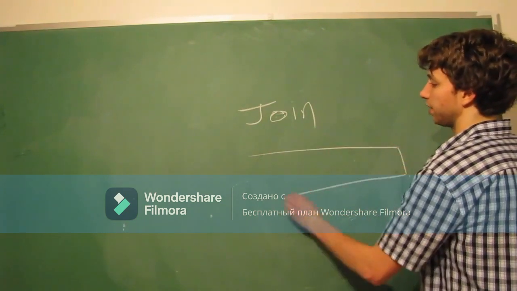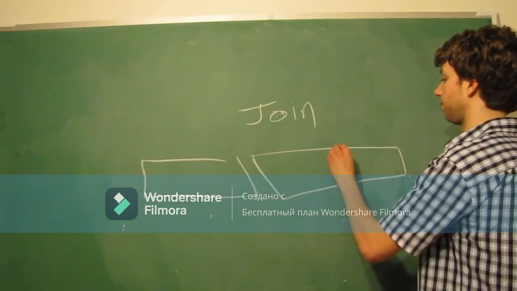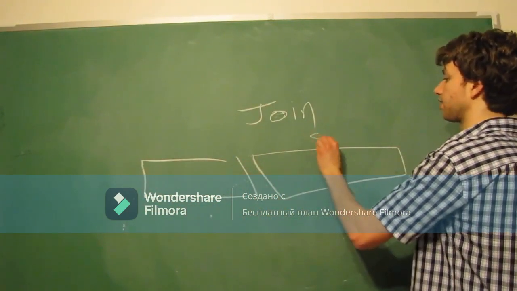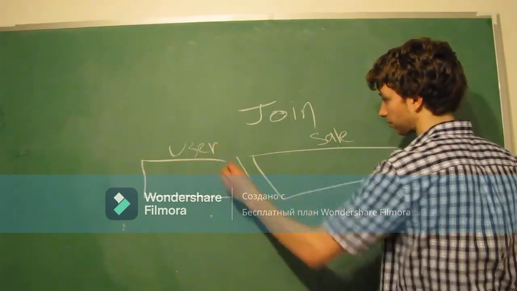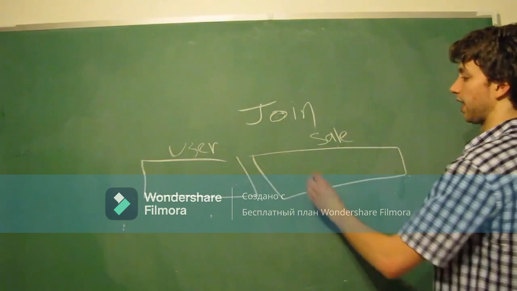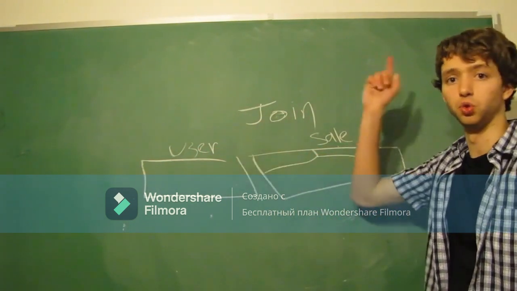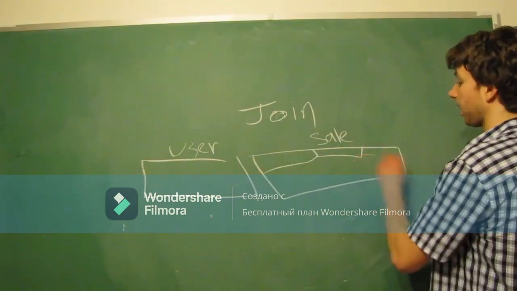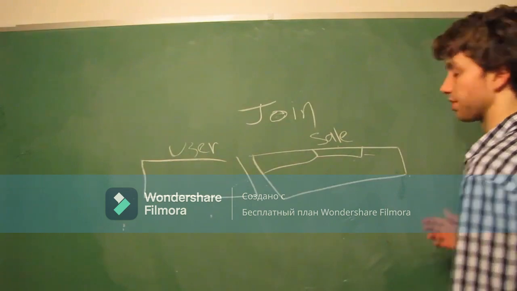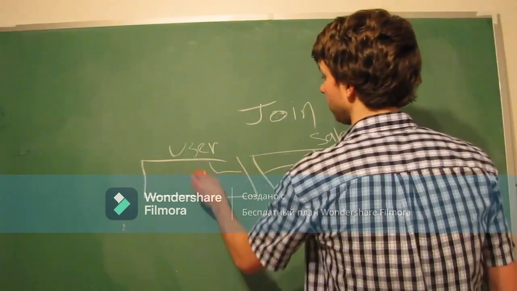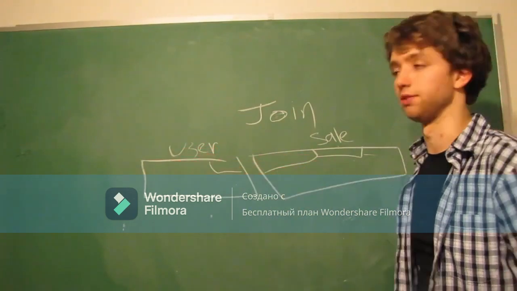So if we have a table here, and then we have a table here, let's just say this is a sale table, and this is a user table. Within the sale table, we have a sale ID, we have a user ID, the person who bought the stuff, and then we have the objects that they bought. This is just a silly example, just for you to understand the concept of a join. And then within the users table, we have the name, the user ID, and so forth.